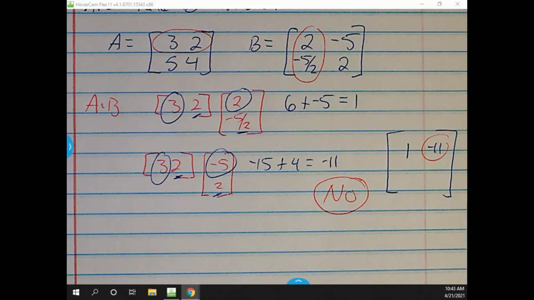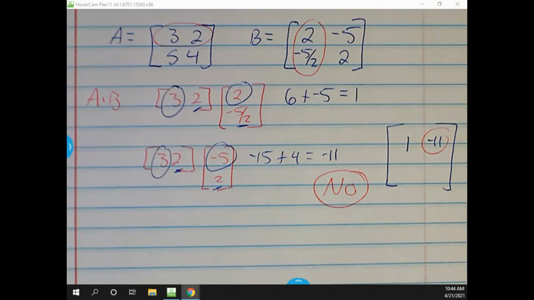Okay, so there's how you check to see if two matrices are inverses of each other. Just multiply them together, and you're looking for ones and zeros, so that ones are on that main diagonal and everything else winds up being 0. All right.